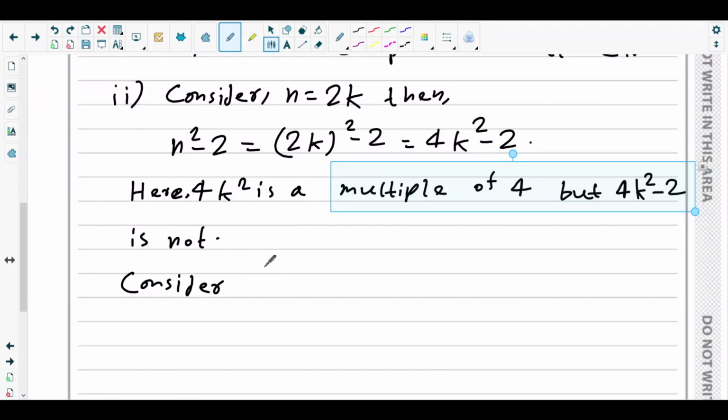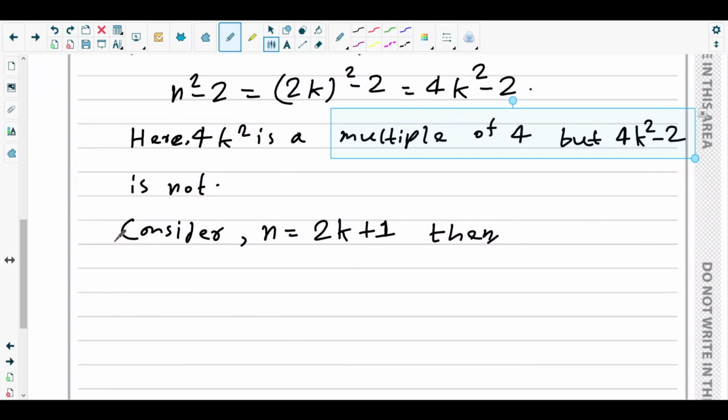That means we have proved it for all even numbers. Now remaining are odd numbers. For odd numbers, we consider n equals 2k plus 1. Why am I not considering 2k minus 1? It's a good question. If you consider 2k minus 1, then for k equals 0 you will get n equals negative 1, which is not a natural number. So that's why we should consider 2k plus 1.